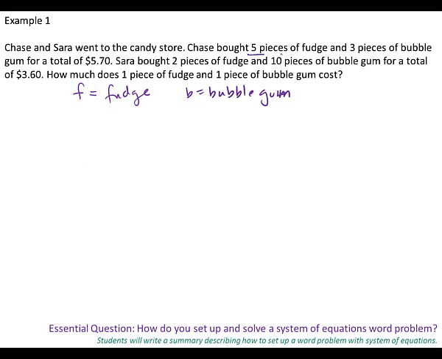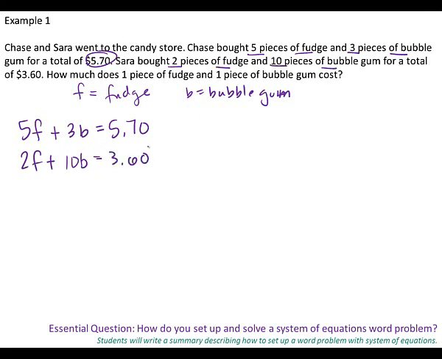So for Chase, how many pieces of fudge did he have? 5. So 5F plus how many pieces of bubble gum? 3, so 3B, and he spent a total of what? 570. I could write 570. That's fine, you don't need the 0. Now let's write a Sarah equation. How much fudge did Sarah buy? 2F plus how much bubble gum? Apparently Sarah likes gum. And that equals a total of how much? 360.